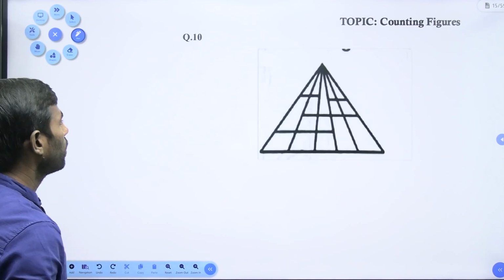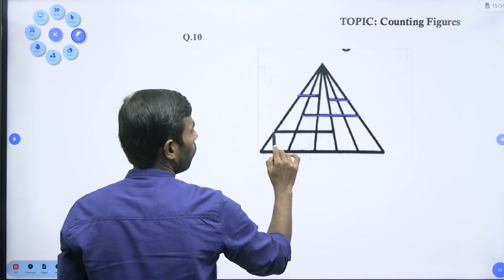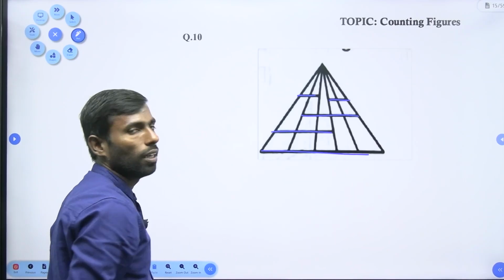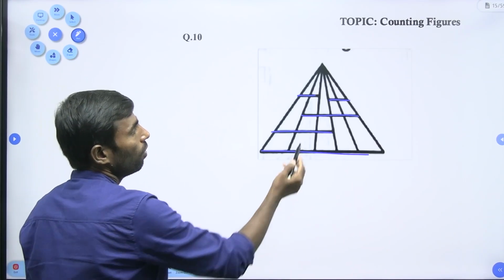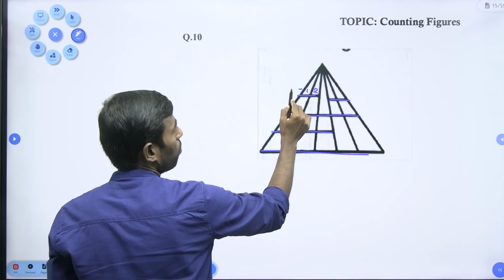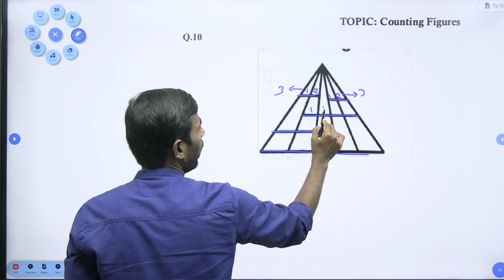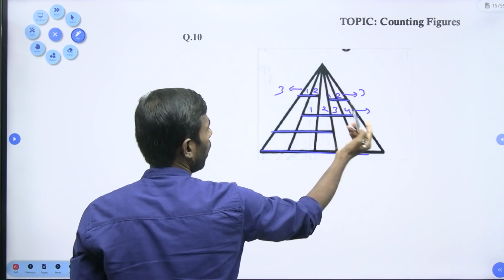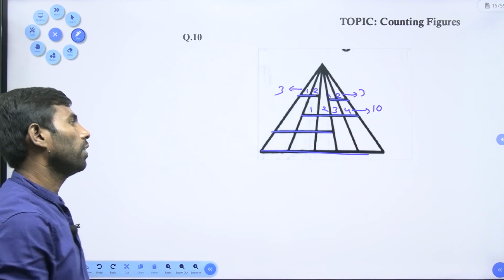Now, see this question. One baseline, second baseline, third baseline, fourth baseline, fifth baseline. 5 baselines are there. Count separate triangles for each baseline. For this part, how many triangles? 1, 2. Total 3. For this part, total 3. For this part, 1, 2, 3, 4. Add them all. 4 into 5 by 2, which is equal to 10. For this part, 10 triangles.